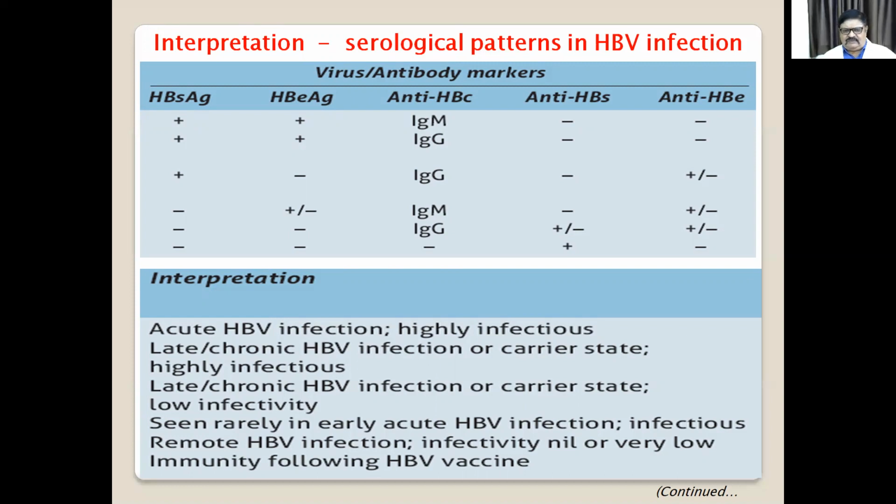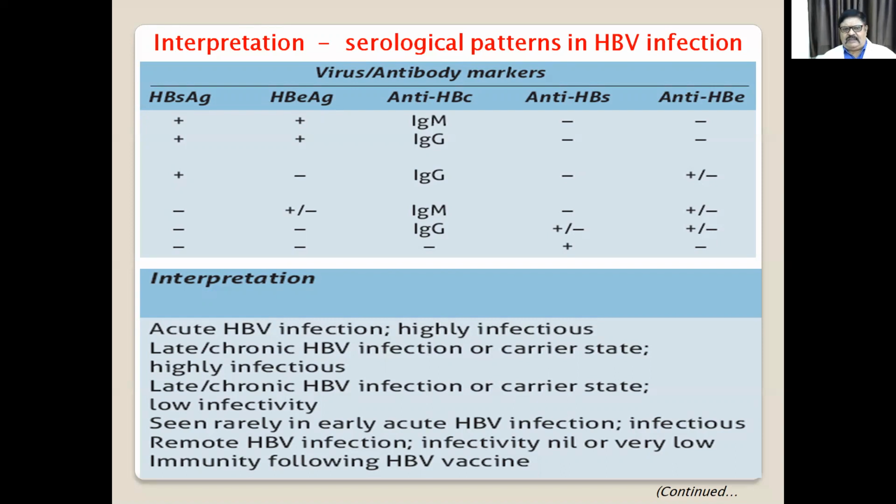It is low infectivity. And if you see both hepatitis B surface antigen and hepatitis B E antigen, that may be there or may not be there. IgM is present, and no anti-HBs; anti-HBe may or may not be present. This is seen relatively rarely in early acute HBV infection, still infectious.